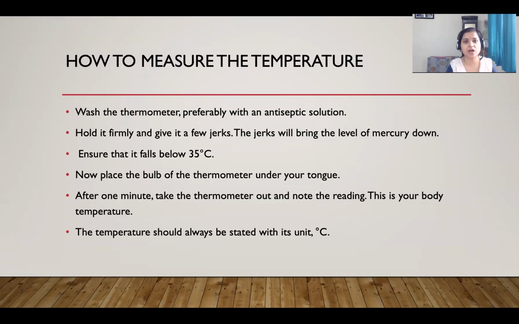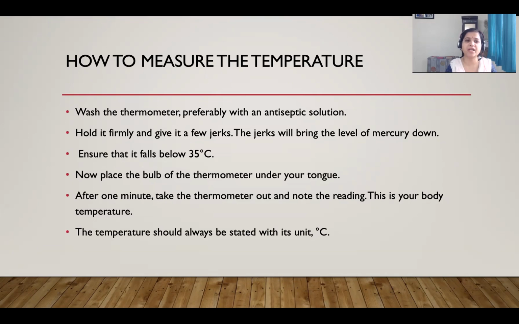How? You will observe the mercury thread in the capillary tube by looking at it. If you cannot see it, just twist it a little bit so that the mercury thread will be observable. You can see it properly so that you can take the reading. And the temperature is always measured in degrees Celsius. So the mercury thread will show your exact body temperature.